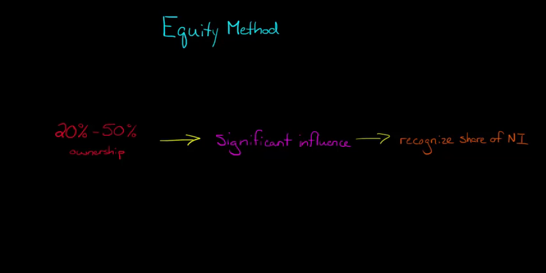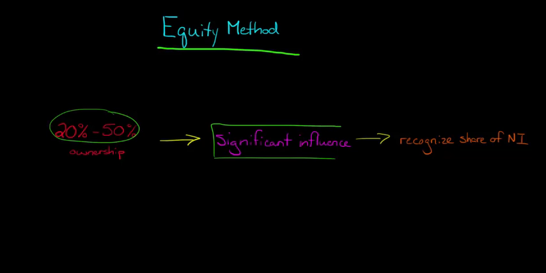In this video, we're going to talk about how to use the equity method to account for investments. So when you own between 20 and 50% of a company's stock, you're deemed to have significant influence. And what significant influence means is that you could alter a firm's dividend policy, because you own so much.